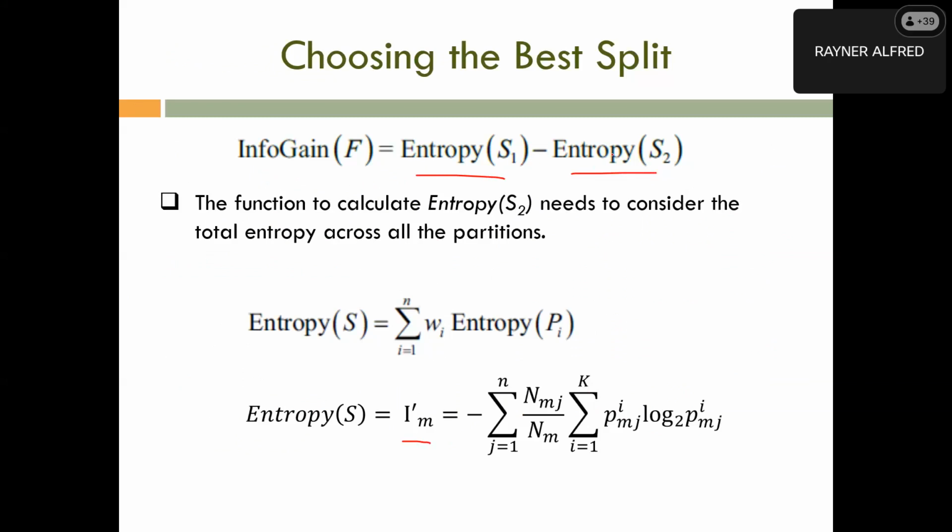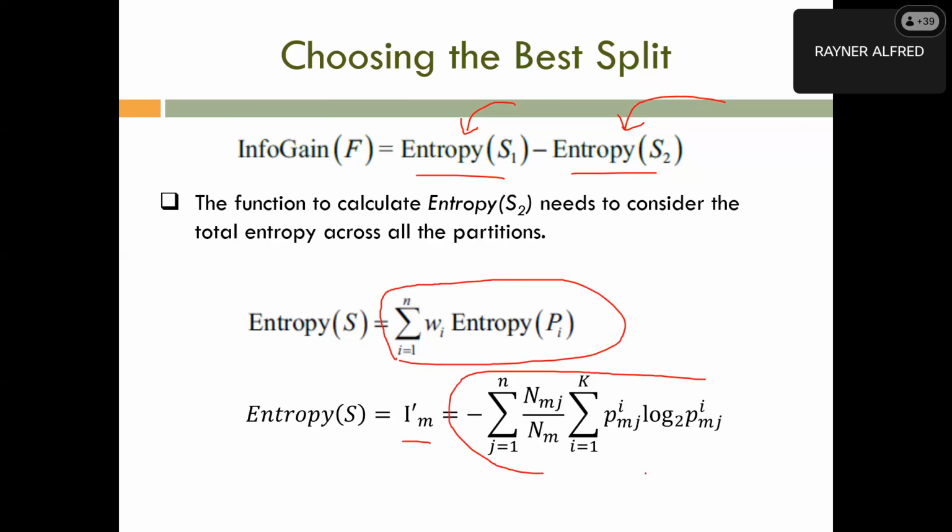So by subtracting the entropy after splitting from the entropy before splitting, we want to know how much reduction of entropy we can get. So this is the entropy of each of the partitions. This is the weightage, this is the entropy of each partition, and then we sum up.